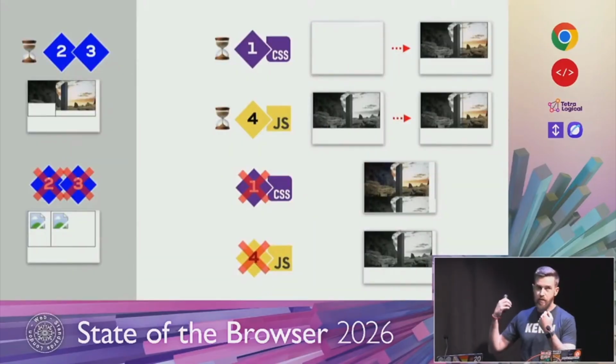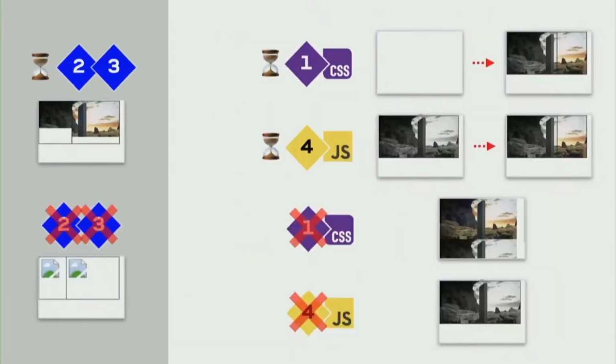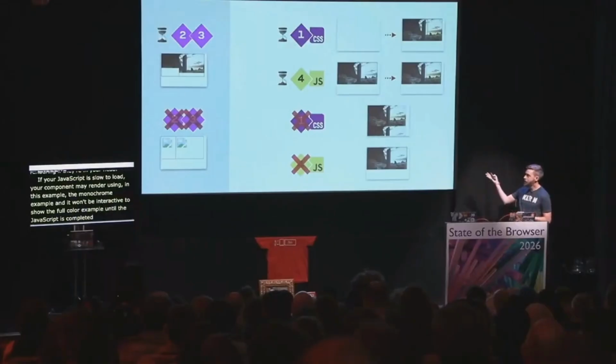So there's a lot of combinatorics happening here. You need to consider how each resource might load slow, might not load at all, and what that might look like to the end user when they're visiting a site. If your CSS takes a long time to load, they might have a white screen for a long time, since external style sheets will block rendering if they're in your head. If your JavaScript is slow to load, your component may render using, in this example, the monochrome example, and it won't be interactive to show the full color example until the JavaScript has completed. And likewise, if those resources fail to load, what will your component look like?